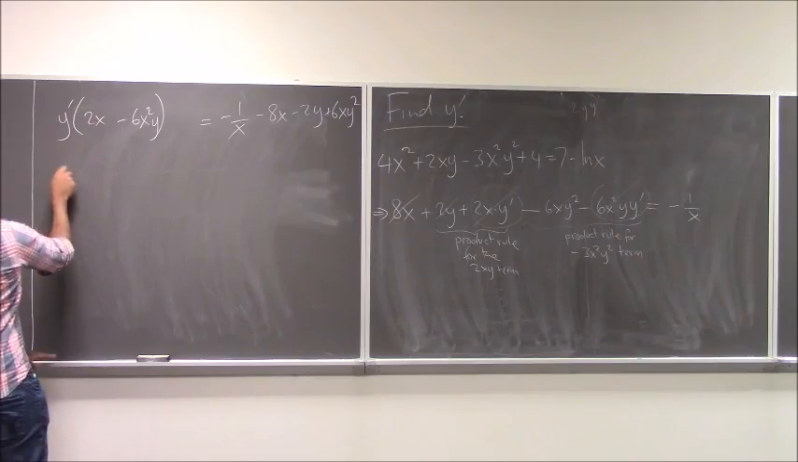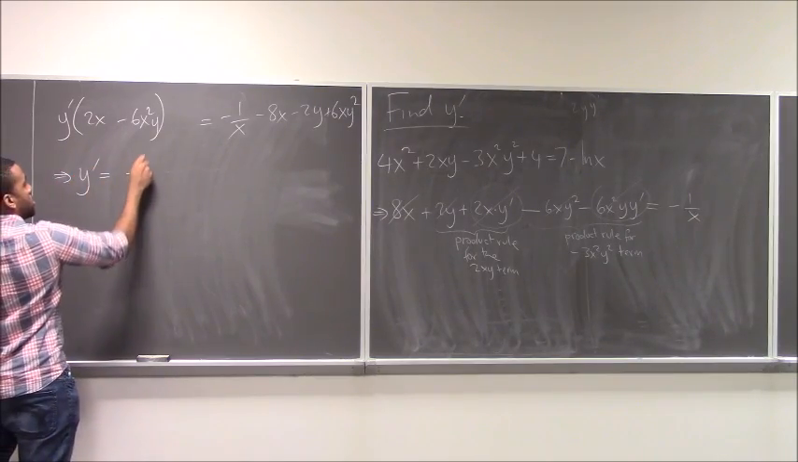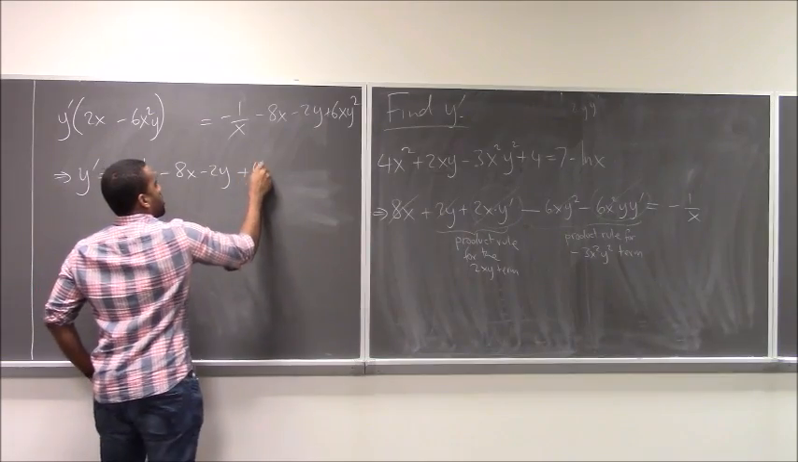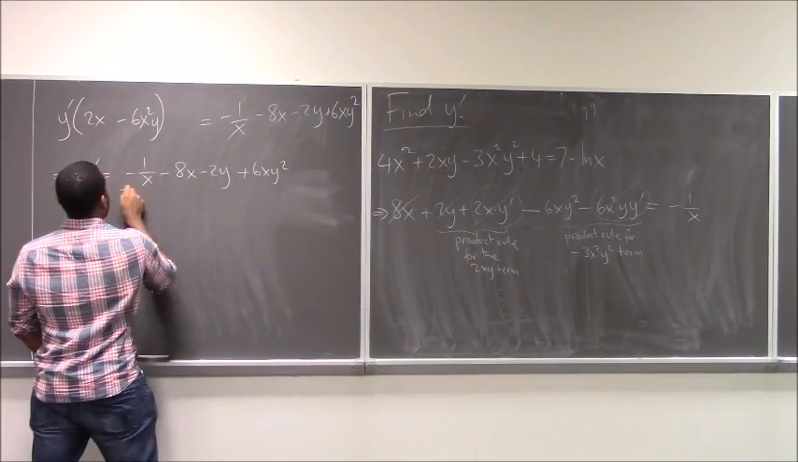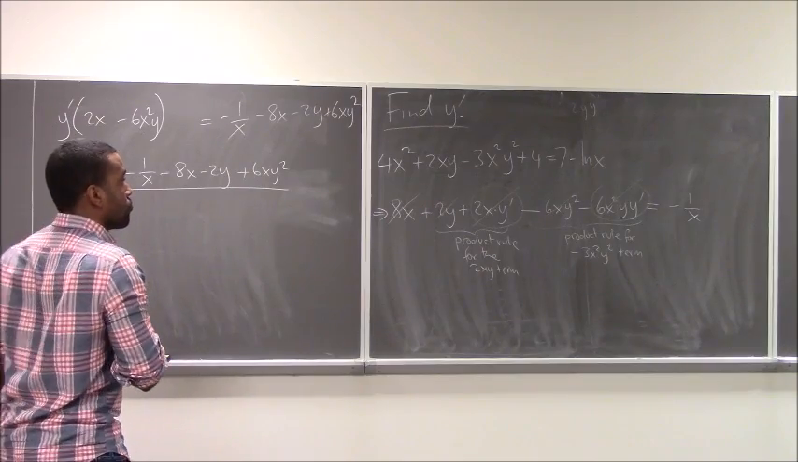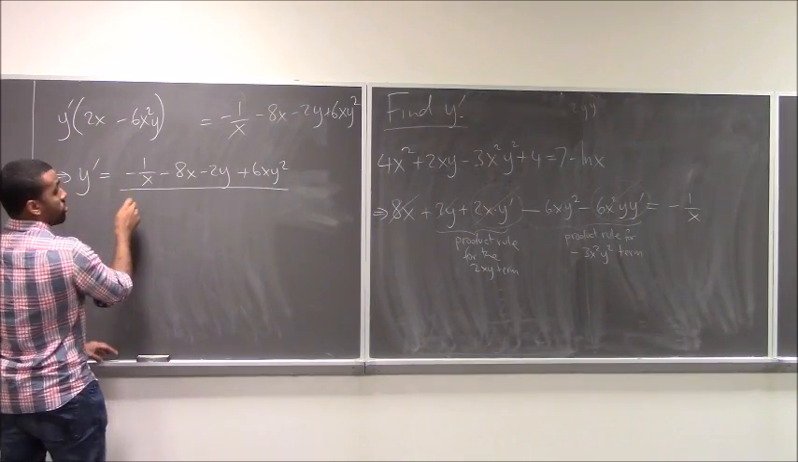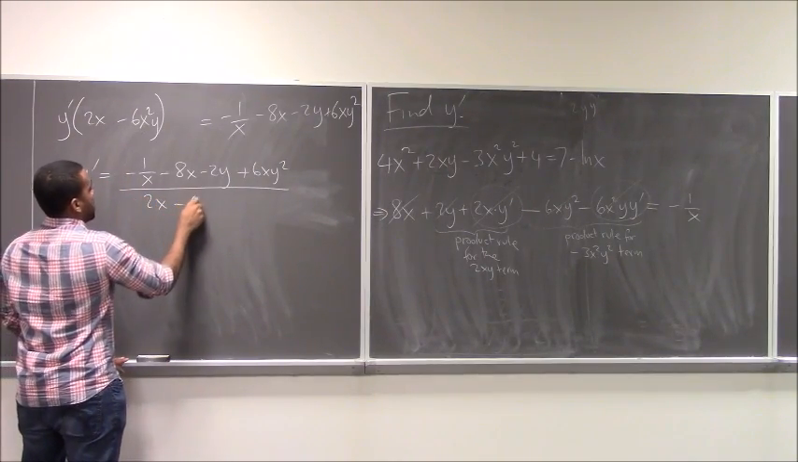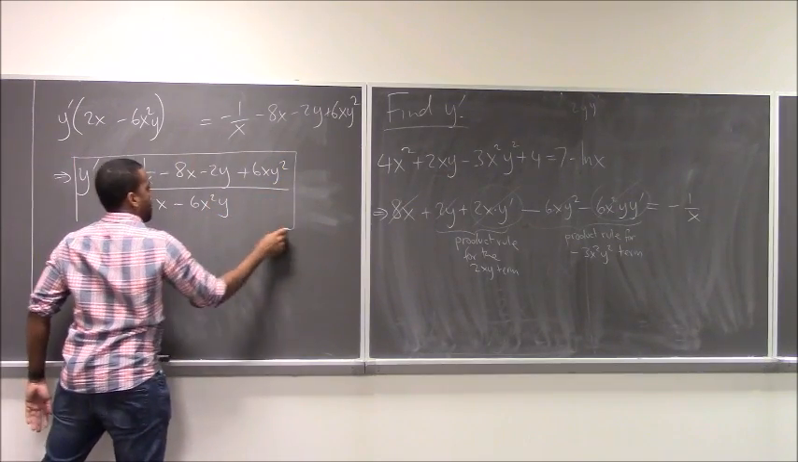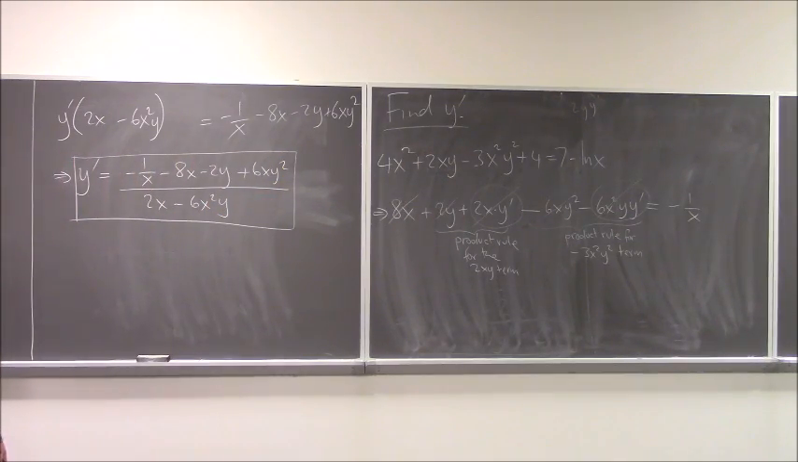So now my y prime will just be minus 1 over x minus 8x minus 2y plus 6xy squared over 2x minus 6x squared y. Other questions on that?